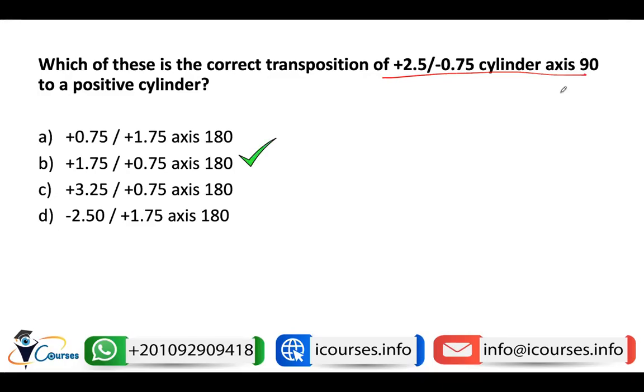Exactly as you mentioned. So how do we do a transposition? We add the sphere to the cylinder to make the new sphere, and then we take the opposite sign of the cylinder. So if it is minus, it will be plus, or plus will be minus. Then we take the complementary axis, or the perpendicular axis. So if it is 90, it will be 180.